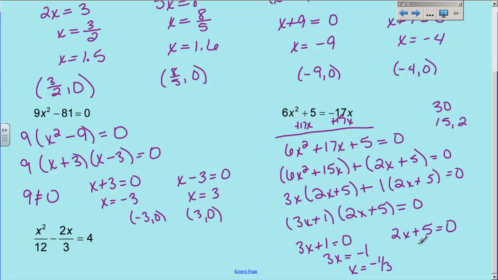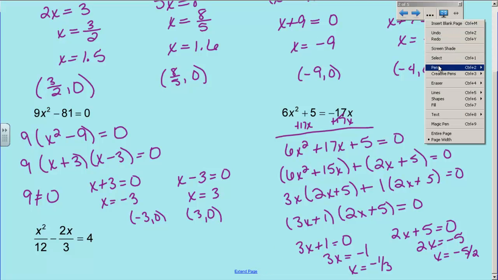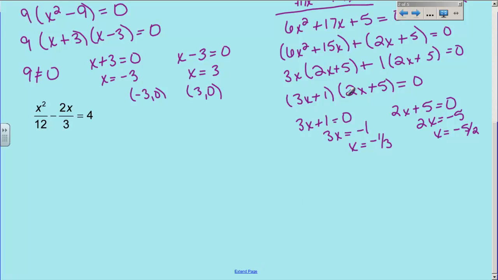And then when I solve this one, I end up with 2x equals negative 5. And then I divide by 2, so x equals negative 5 over 2. And since I left the first one as a fraction, I'm going to leave the second one as a fraction just because. And then I can write them as an ordered pair. So it crosses the x-axis at negative 1/3, 0, and negative 5 over 2, 0.